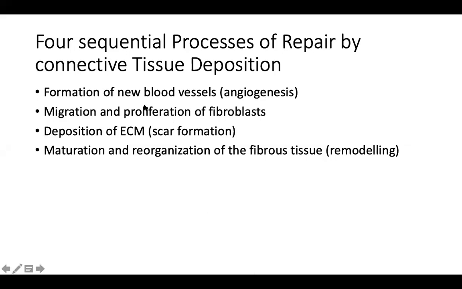They migrate and they proliferate. Migration means they shift to that site that has been injured, and they begin to proliferate, meaning they begin to replicate or produce new cells. After this second step, we enter the scar formation stage, and this is deposition of the extracellular matrix.